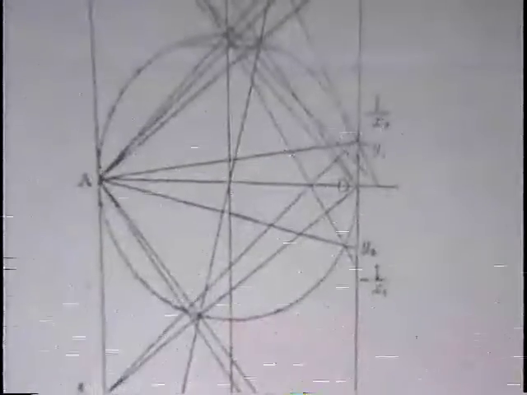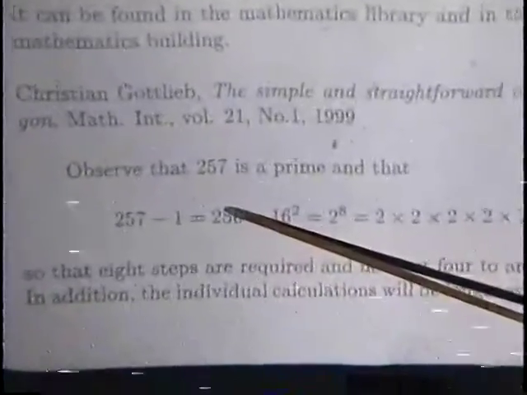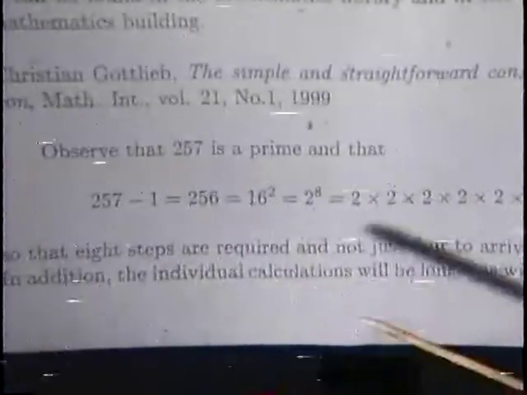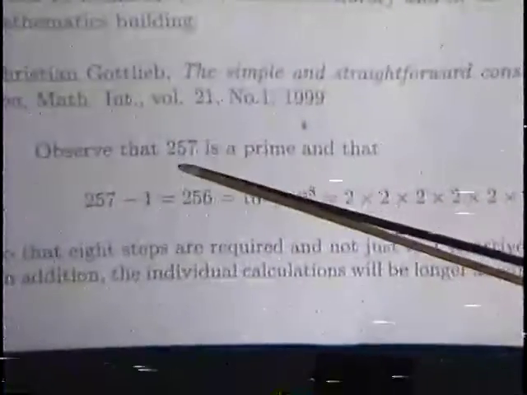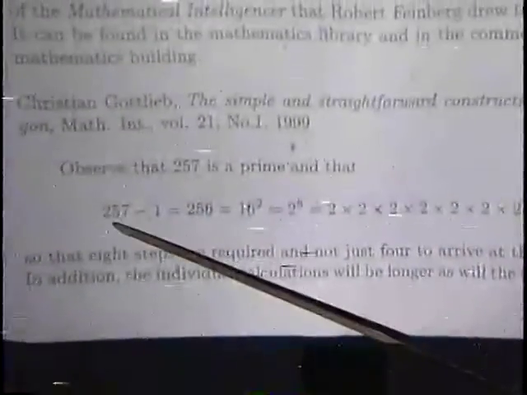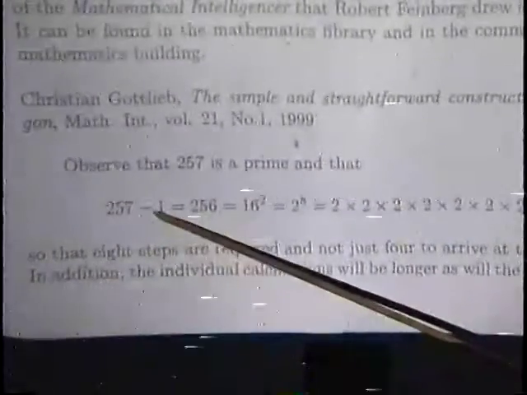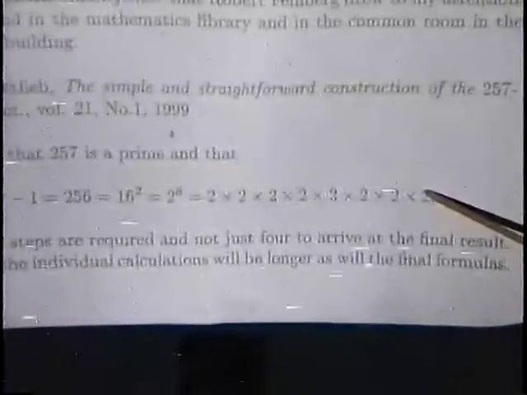But a member of the audience, Robert Feinberg, pointed out to me that there's a recent article for 257. There's no picture corresponding to it, but there is a discussion of the algebra for 257. See, 257 is like 17. It's a prime number, and if I subtract 1 from it, I get a power of 2. So it's 2 to the 8th, I guess.